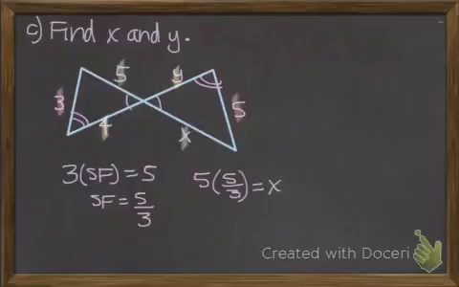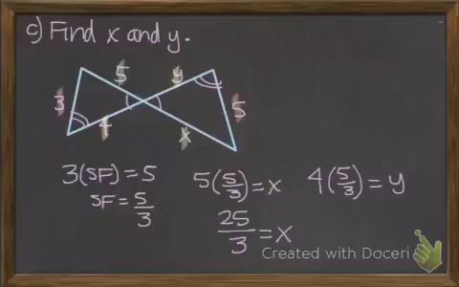5 times 5/3 is going to give me x, so 25/3 is x, and 4 times 5/3 will give me y, so 20/3 is equal to y.